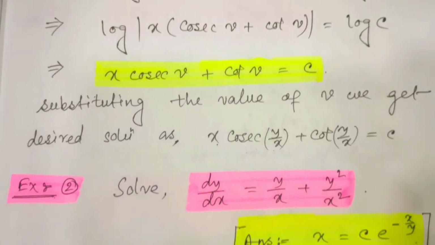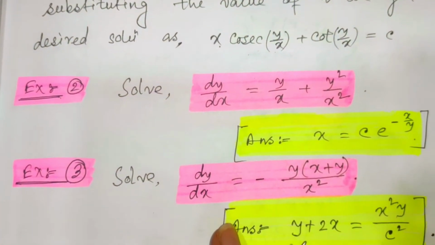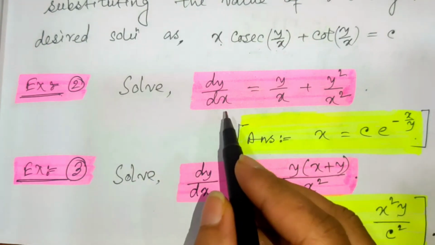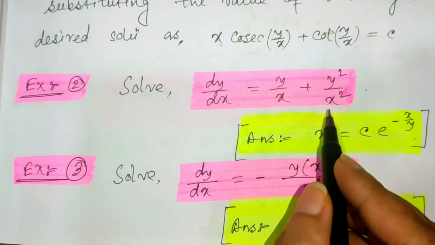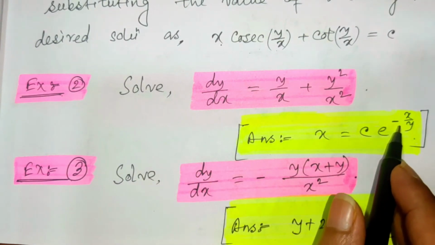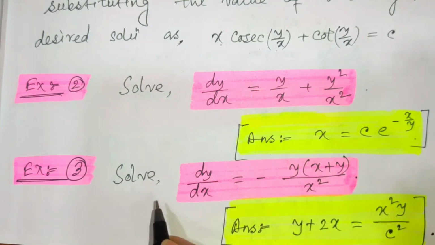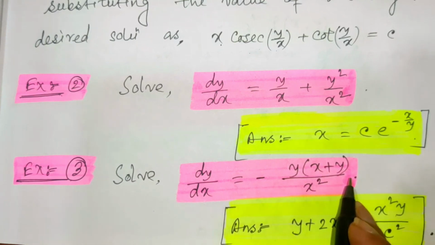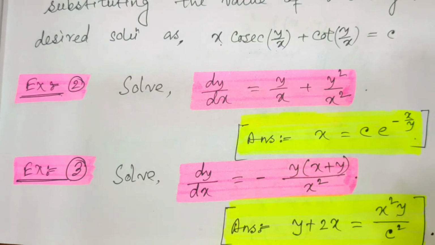Anyways, two questions again here for your own solution. You should try to solve these two equations, and if you are able to do both, then you may be sure that you understand the separation of variable method completely. The first question is dy by dx is equal to y by x plus y square by x square. Its solution is x is equal to c into e to the power minus of x by y. You should try by yourself. And the second one is dy by dx is equal to minus of y into x plus y divided by x square, and its solution is also given. You should verify and keep trying.